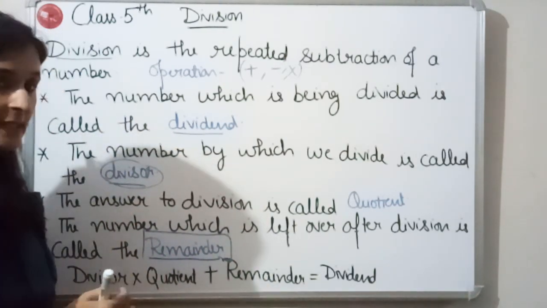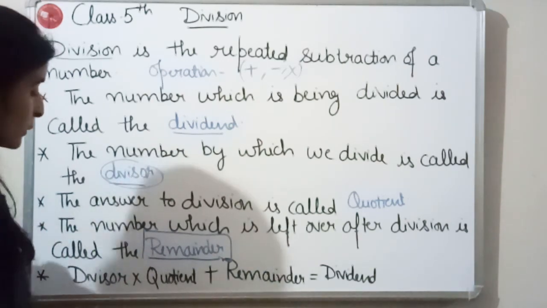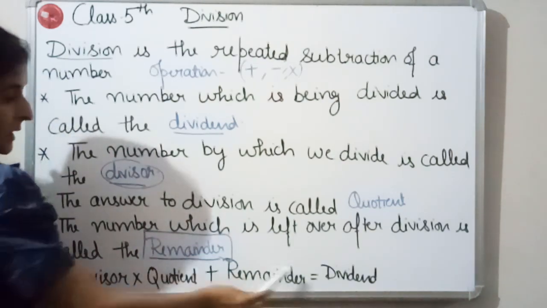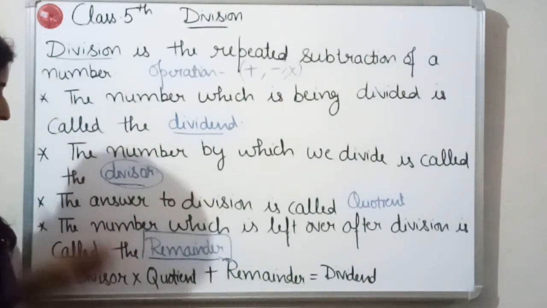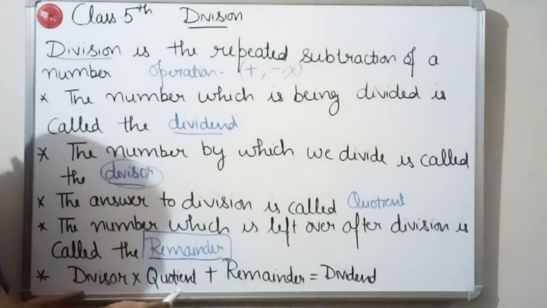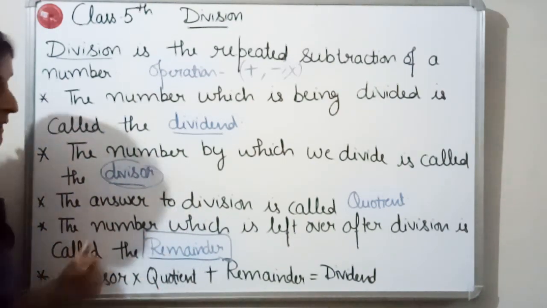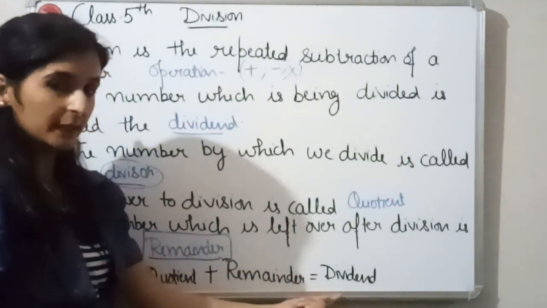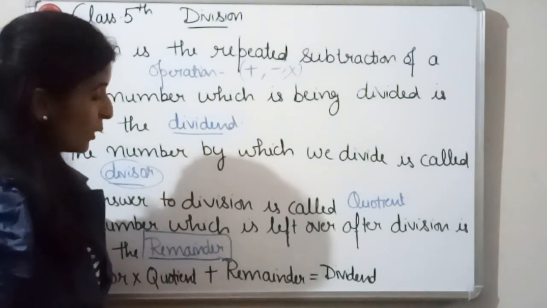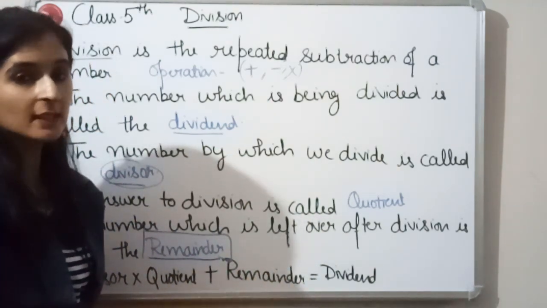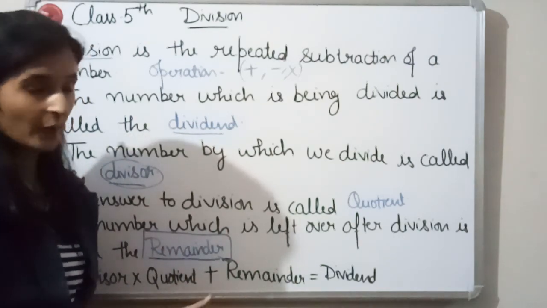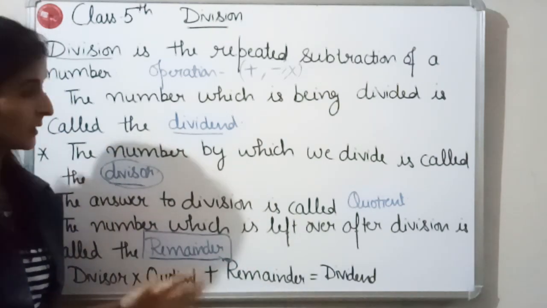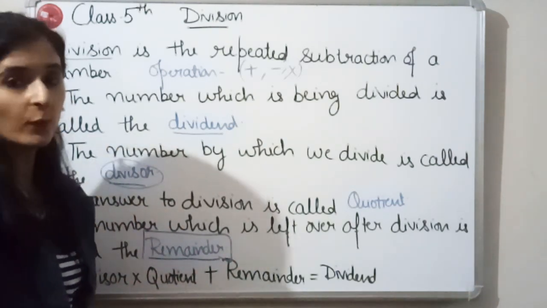Now the next point is how to check whether you have done the division correctly or not. For checking your division there is one formula: divisor multiplied by quotient plus remainder is equal to dividend. So when you multiply divisor by quotient and add remainder, that should come equal to dividend. These were the main points to remember about division. Now I am going to explain with the help of an example.